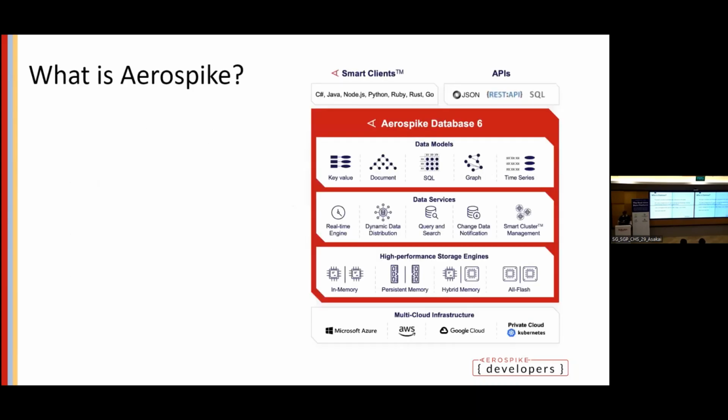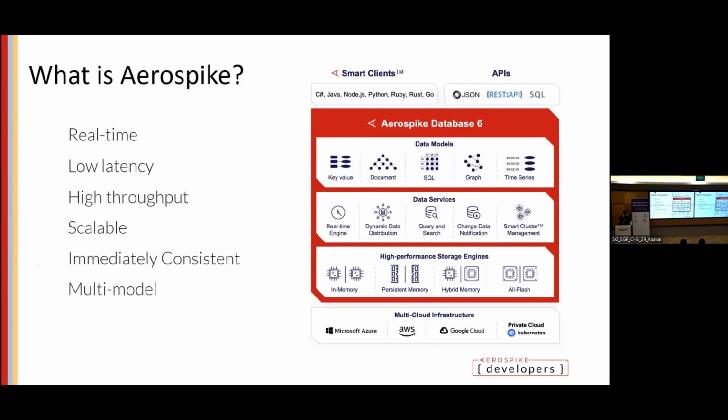Okay. All right. So, what is Aerospike? Aerospike is a real-time, low latency, high throughput, scalable, immediately consistent, multi-modal data platform. So, what does that mean? If you look at the diagram here, you have multiple data models. Aerospike can be used as a key value store. It can be used as a document store. You store data as JSON. You have SQL capabilities to query that data.